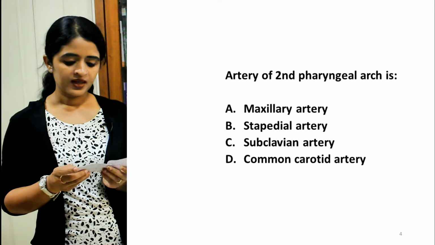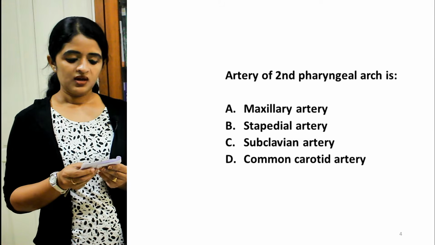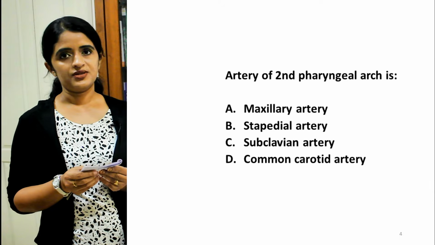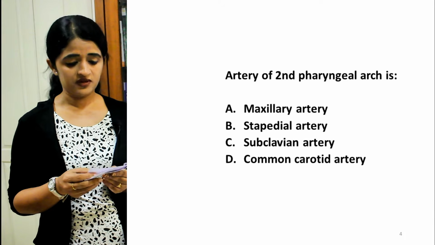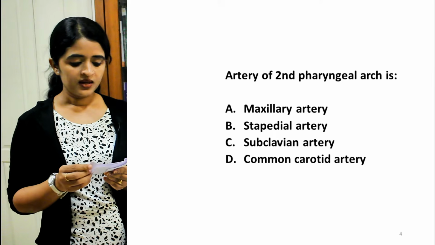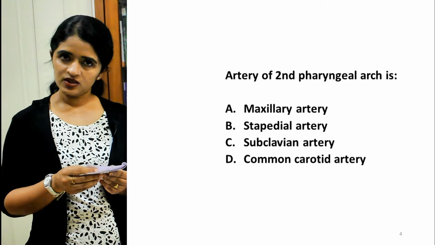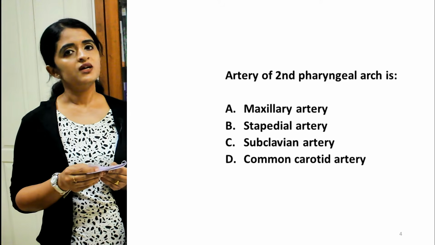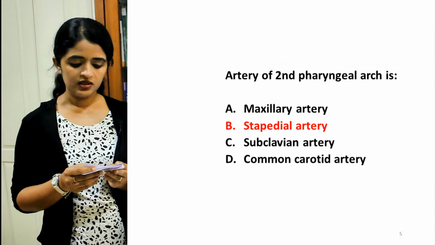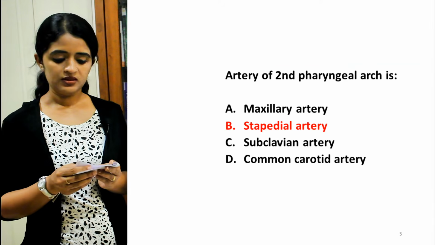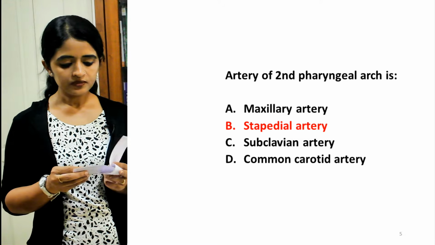Now the next question: artery of second pharyngeal arches. We have mentioned the derivatives of the second pharyngeal arch, the remnant of the second aortic arch. The options are maxillary artery. Actually, maxillary artery is the remnant of the first aortic arch. It is the stapedial artery. We don't have the hyoid artery in the option. So the option is stapedial artery out of the four.